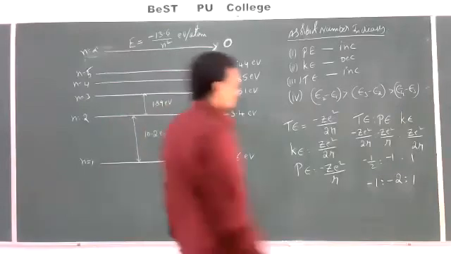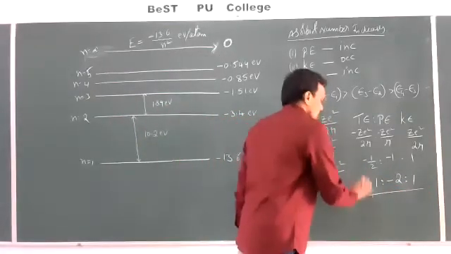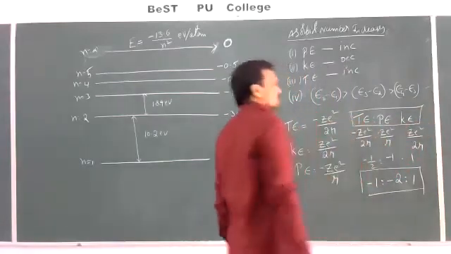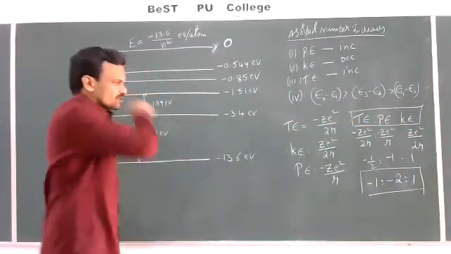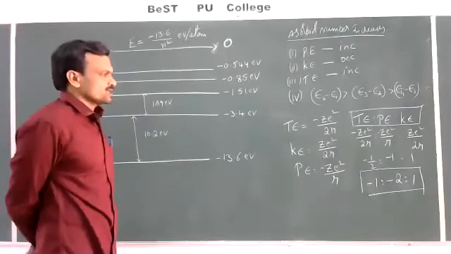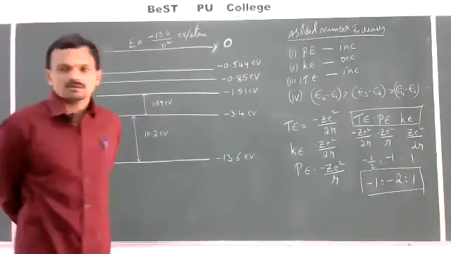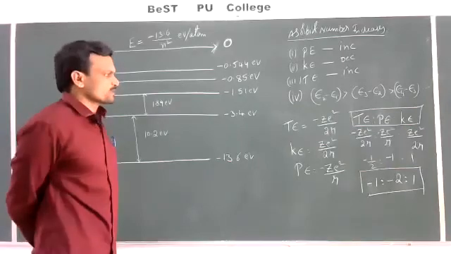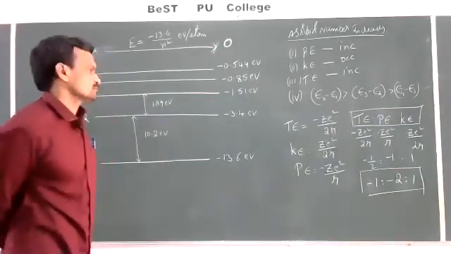Just remember this ratio here. The ratio of total energy, potential energy and kinetic energy is -1 : -2 : 1. This is the ratio of different types of energies possessed by the electron.